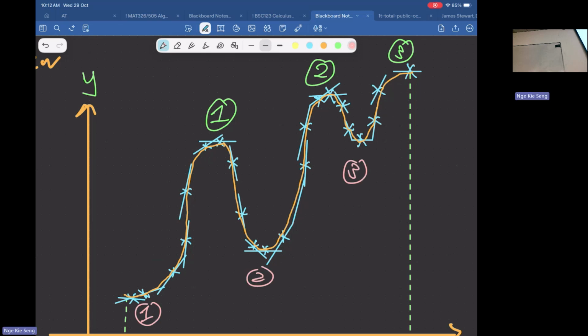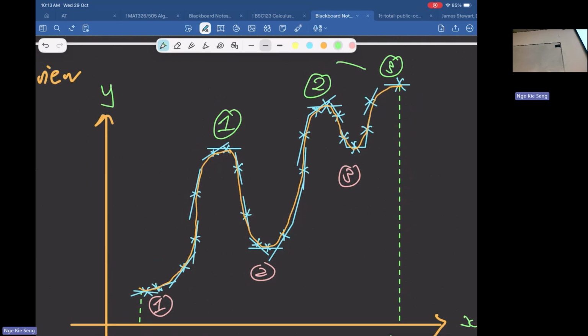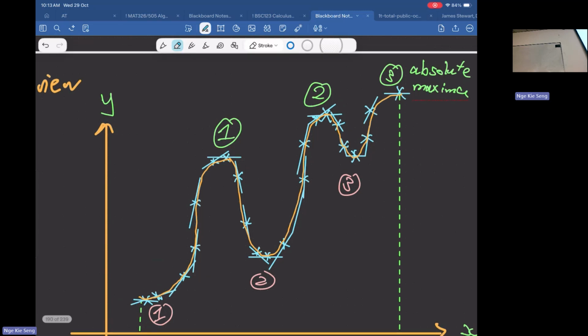Out of these three maxima, which one is the largest? I labelled already. Which one is the largest based on these three? The third one. So this is what we call the absolute maximum. But how about the other maxima? How do we address them? We could address them as local maxima.